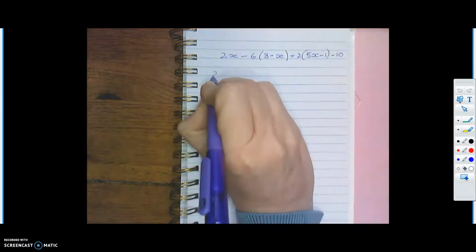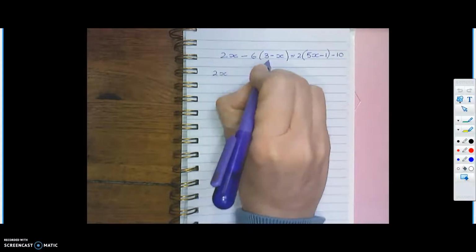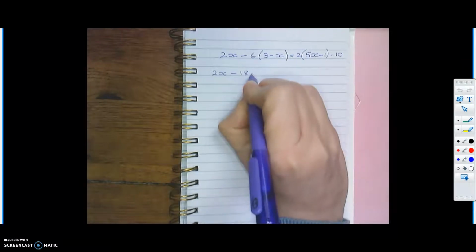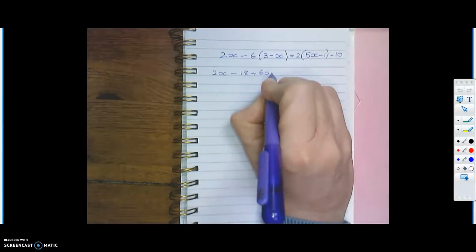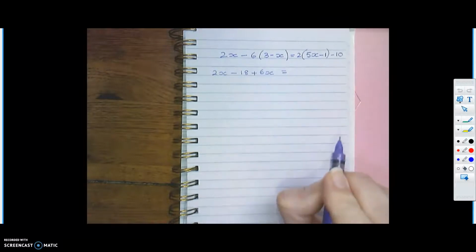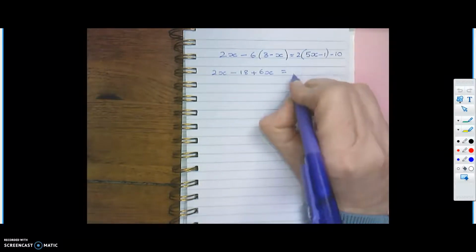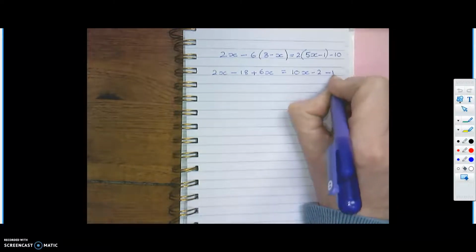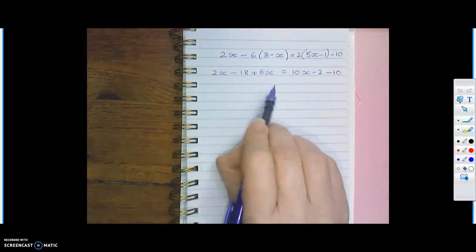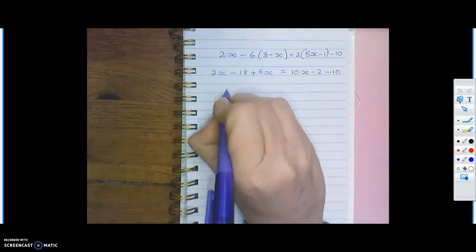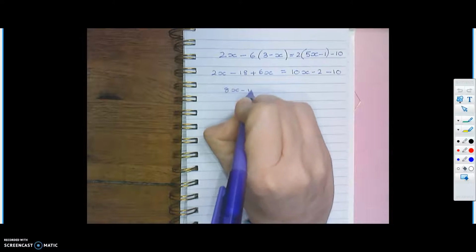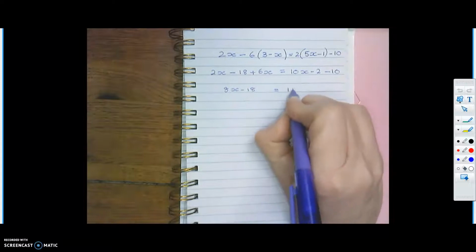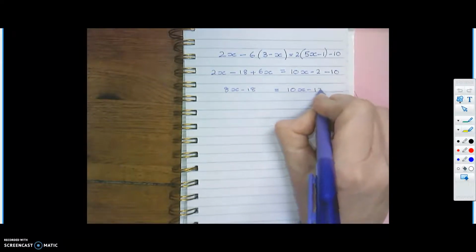So when you do it, your 2x stays the same. Your minus 6 by 3 gives you minus 18. And then your minus 6 by your minus x, so minus by minus gives you a plus, and you get plus 6x. Your equal sign stays where it is. Over here we have 2 times 5x, which gives us 10x, minus 2, and my minus 10 stays exactly the same. Tidying up each side, I've got 2x and 6x, which gives us 8x, minus 18. Over here I have 10x, take away 2, take away 10, so I get 10x, take away 12.